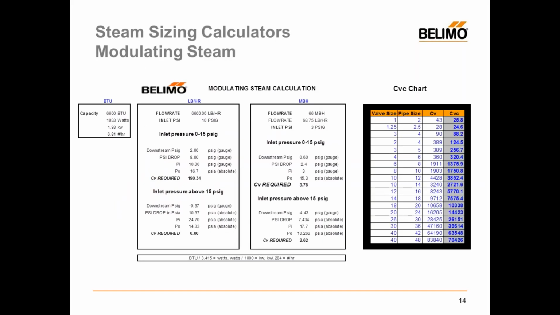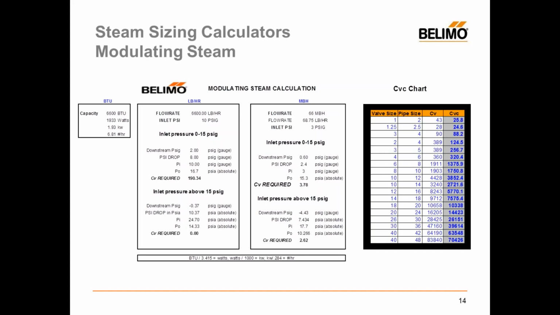The easy way, steam calculators. If you don't have a steam calculator, you can find them online. You can contact a Belimo district sales manager or your Belimo distributor, and we can get you a calculator. And this you can see where it's LBH, pounds per hour, in the big square on top, and MBH on the other side.